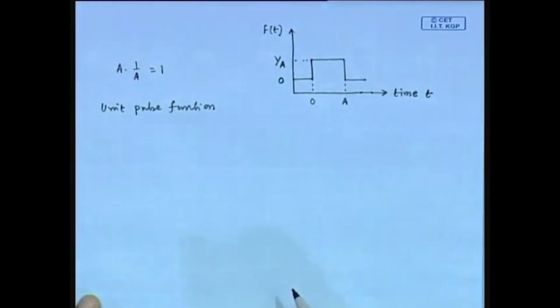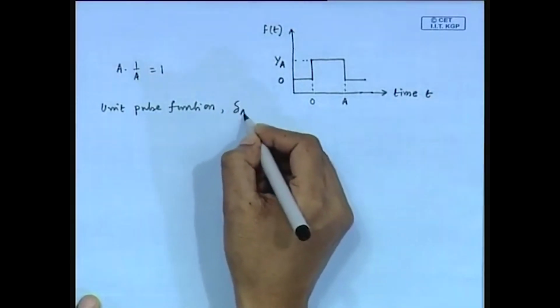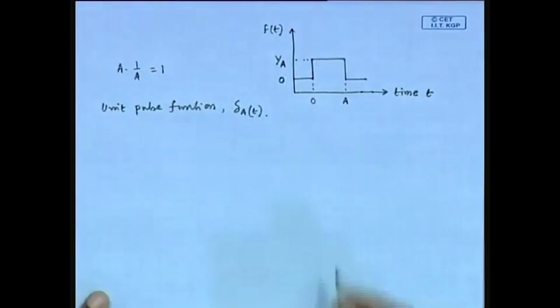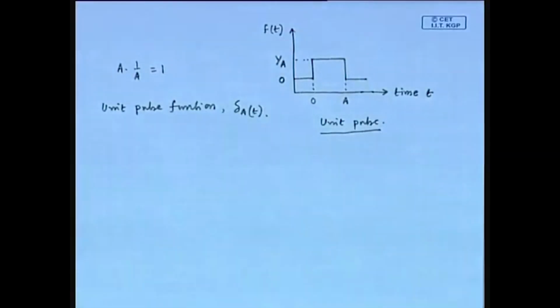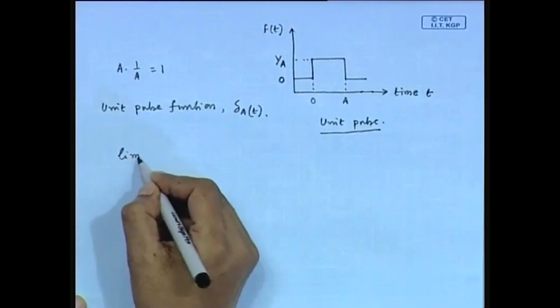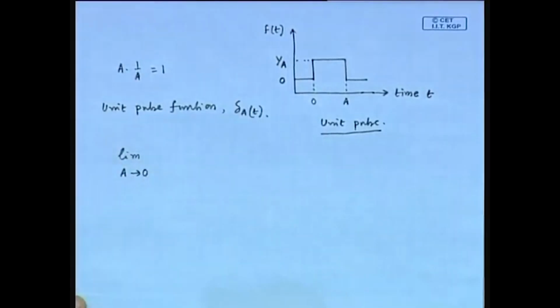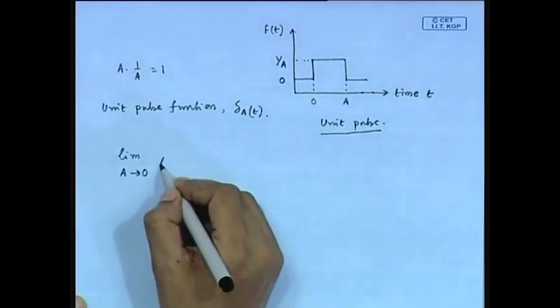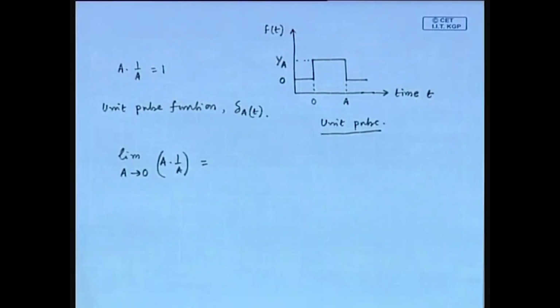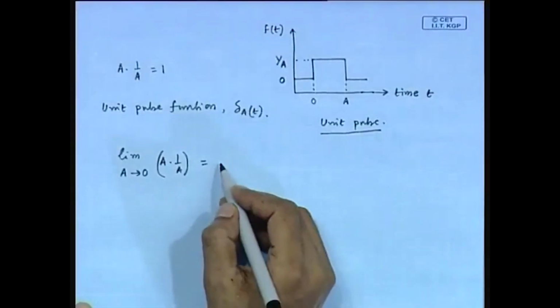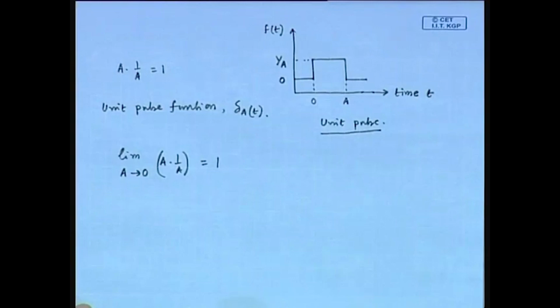It is conventionally represented by del a t, fine. So, this is unit pulse and it is represented by del a t. Now, we wish to consider limit a tends to 0, a multiplied by 1 by a. How much is this one? We are just approaching 0, we are approaching the time 0. So, how much it will be then? 1. How we can represent this situation graphically?